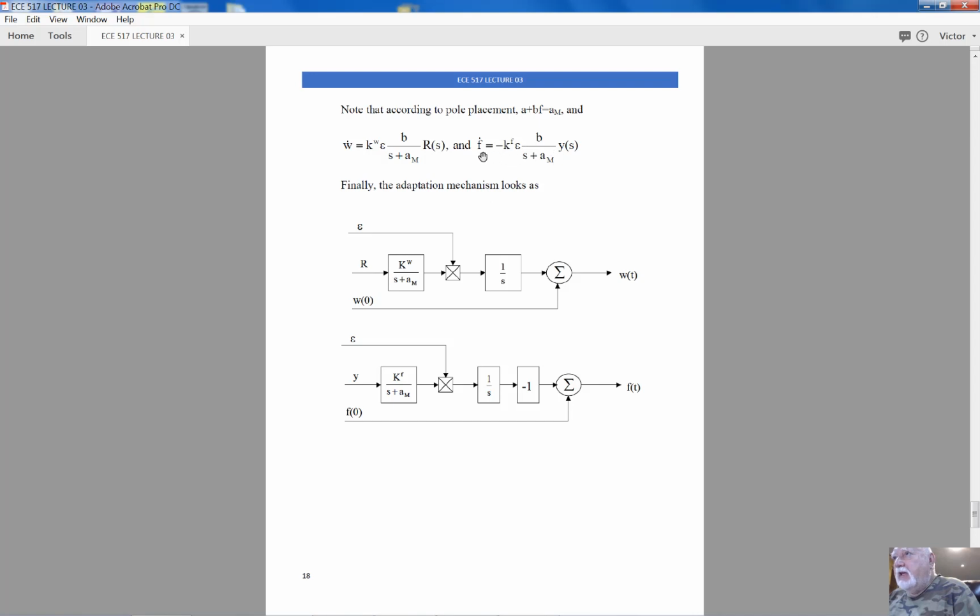And similarly, the derivative of the gain in the feedback channel is defined as the constant gain, of course with minus, times error, times the transfer function of the reference model, times the output of the adjustable system. And these are simulation configurations that give us a result in these expressions.